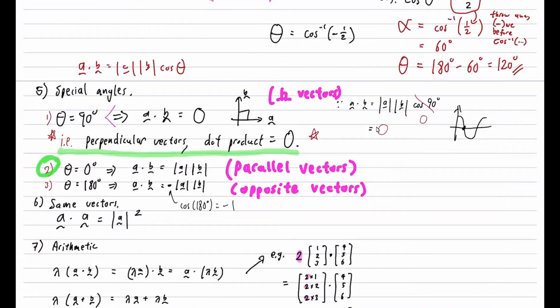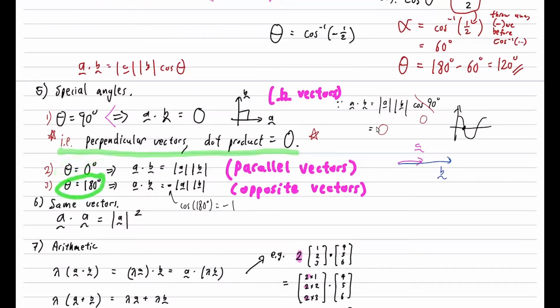Then point 2. What happens if it's 0 degrees? 0 degrees means it's parallel vectors. So here's a vector A, pink color, then here's a vector B. In addition to being parallel, they are also in the same direction. So that's what it means when theta is 0 degrees.